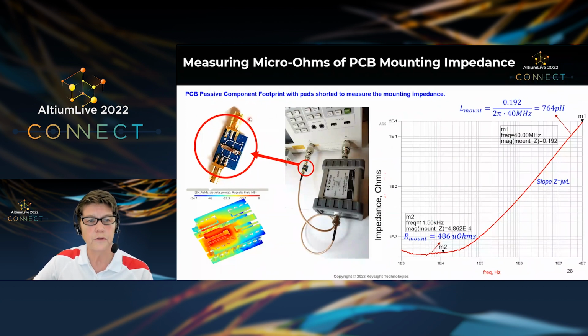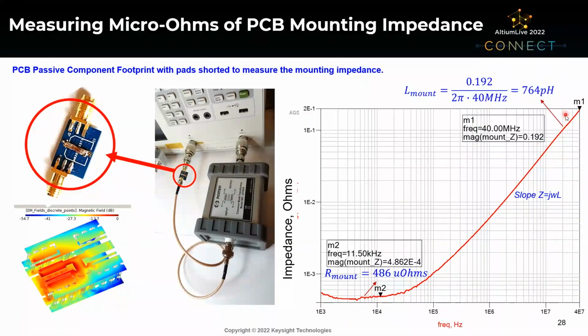And if I measure that, I'm basically looking at what's the mounting inductance of this fixture. And you can look at, on the graph here is the resistance of this mounting fixture at low frequency, and then the inductance of it as we go up in frequency. And so the mounting inductance can be modeled as an R in series with an L.